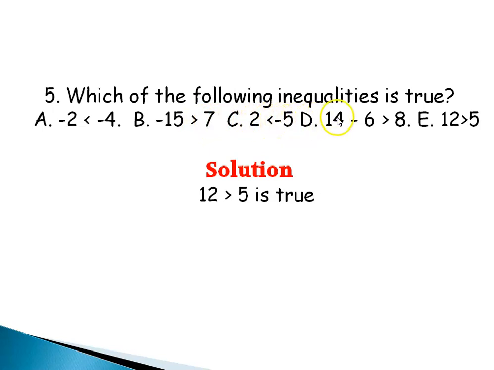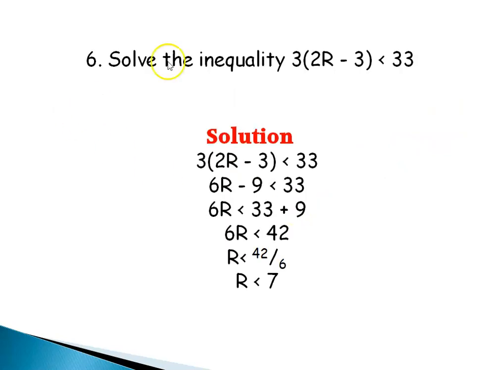That's not true. This is saying 14 minus 6. 14 minus 6 is 8, is greater than 8. That's not true. Then this is saying 12 is greater than 5. This is true. So E is the inequality that is true. Is that okay?